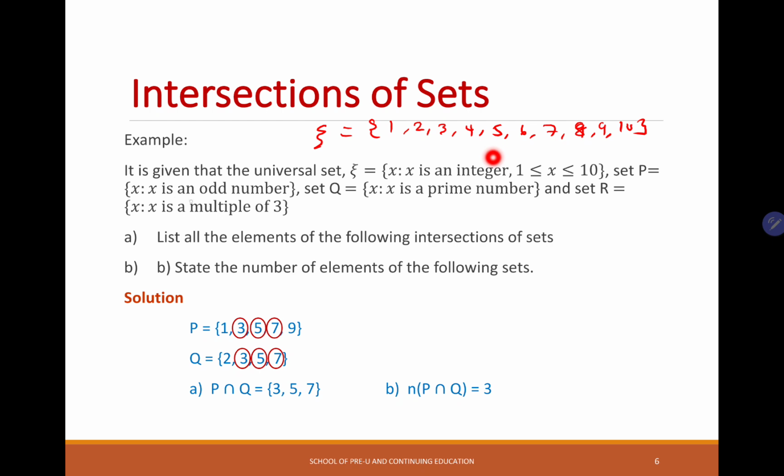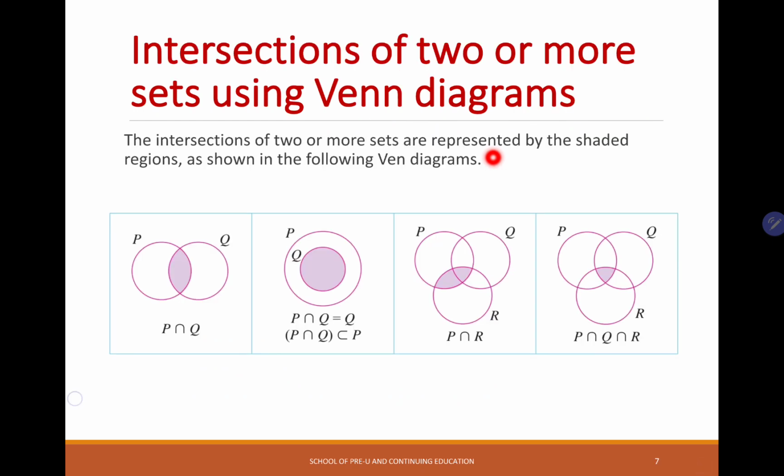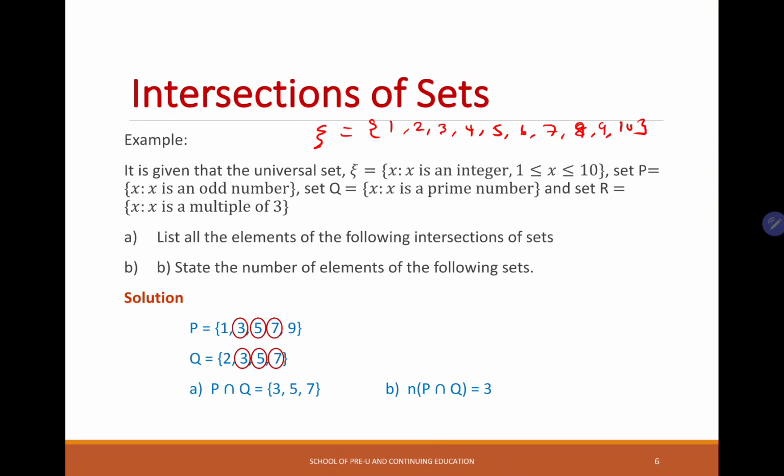And set P is the odd numbers from the universal set. So the odd numbers are 1, 3, 5, 7 and 9. And here we have set Q, which is the prime numbers from the universal set, which are 2, 3, 5 and 7. These are the prime numbers.